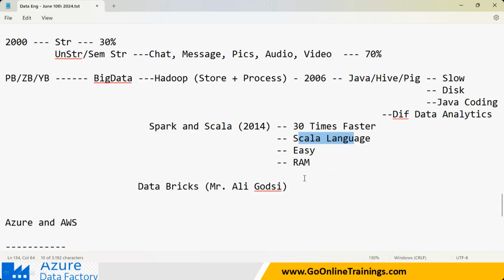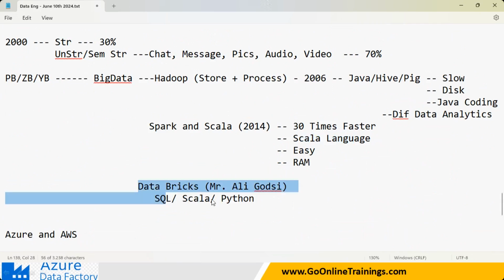Anyhow, you need to learn. If you want to write in scripting, we are going to be using SQL here. We can use Scala, Python. Even Python can also be used. Clear? So Python also can be used. So these are the things that you need to learn.